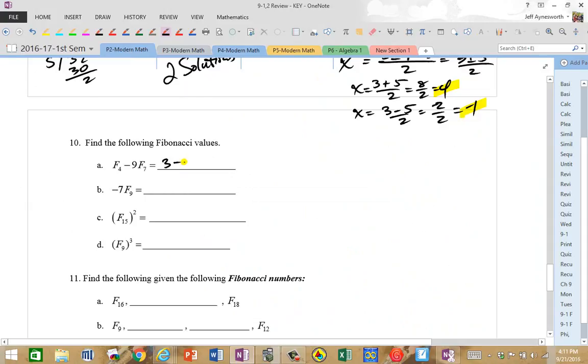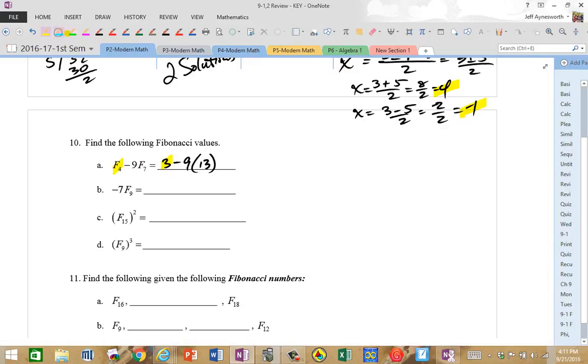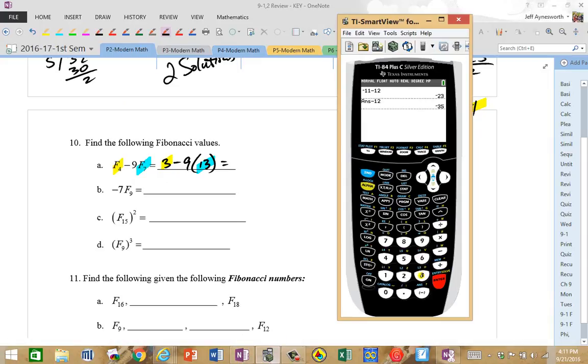So 3 minus 9 times 13. All right, you have to substitute in first. So the 4th one is 3. And then F7, well, that's 13. So that equals 3 minus 9, whoops, got to put the right numbers in, times 13. That's negative 114.